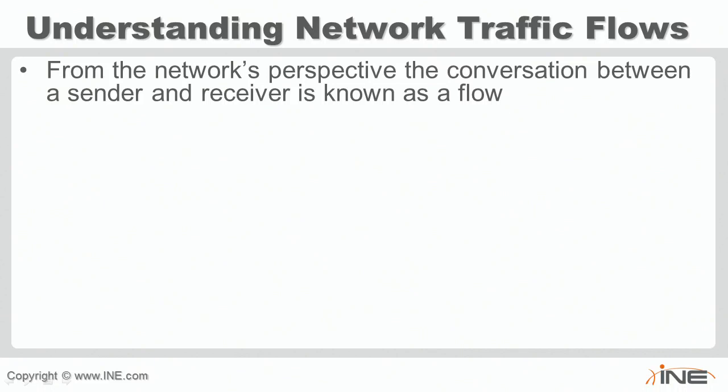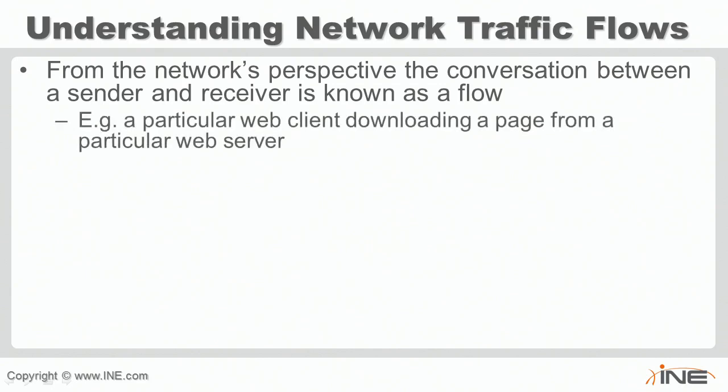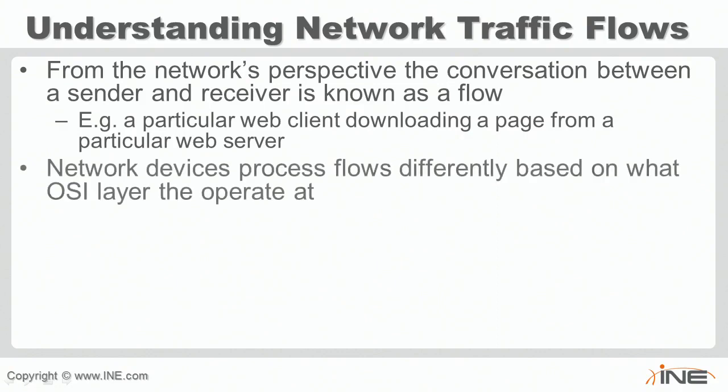Now, the actual conversation between the applications is sometimes called the network flow, where the flow could be defined, let's say, as an individual client, a web client, downloading a page from a web server. Or a different flow or a different conversation, maybe someone making a phone call over that same network link. So the network is going to treat these different flows differently depending on where they fit into the OSI model.